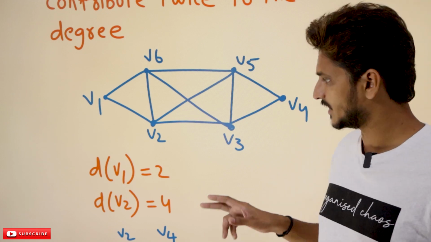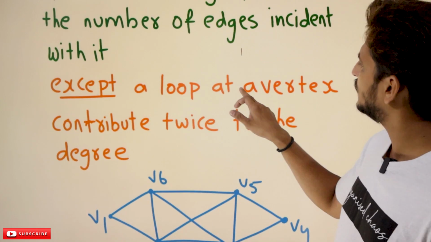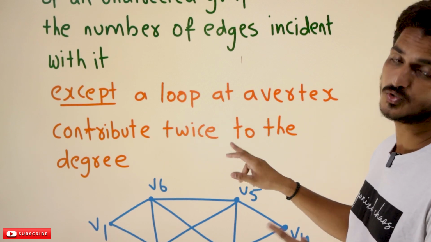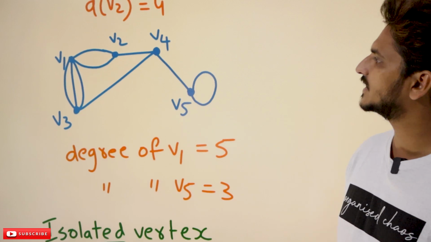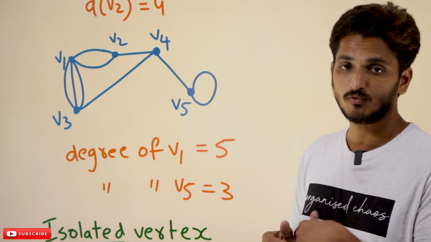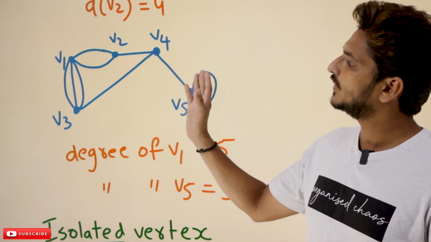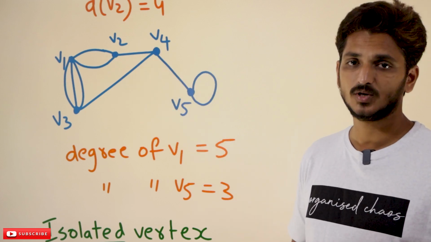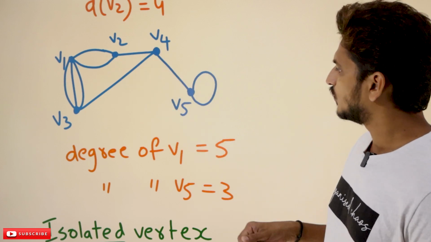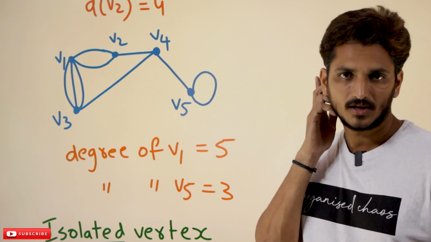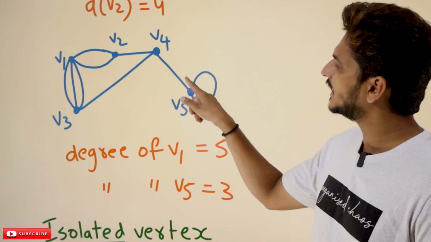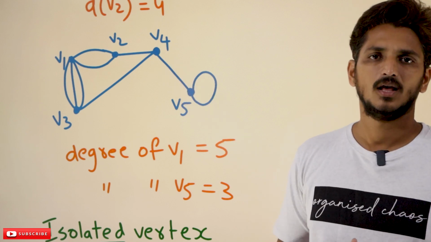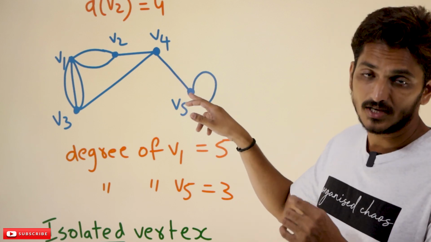And there is an exception. What is that exception? A loop at a vertex contributes twice to the degree. What that means, let's see with an example. This is an example multi-graph. This is a pseudo-graph. What does pseudo-graph mean? Allowing loops and multi-edges, we call it a pseudo-graph. So what is the degree of V5? V5 is a vertex that has a self-loop and an edge to V4. So the degree of V5 is 3.